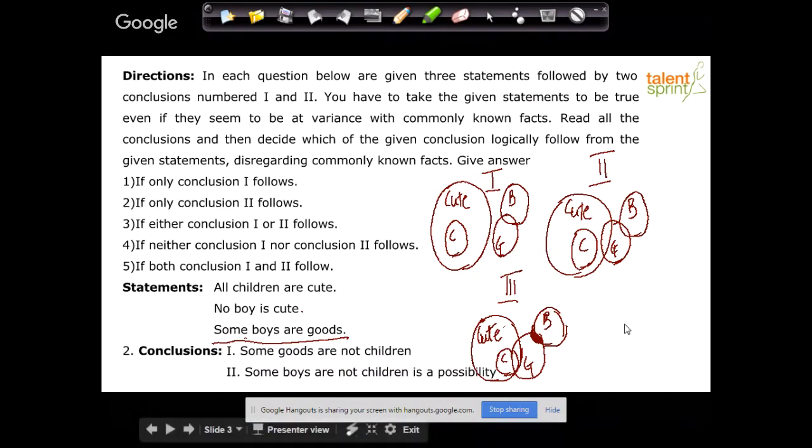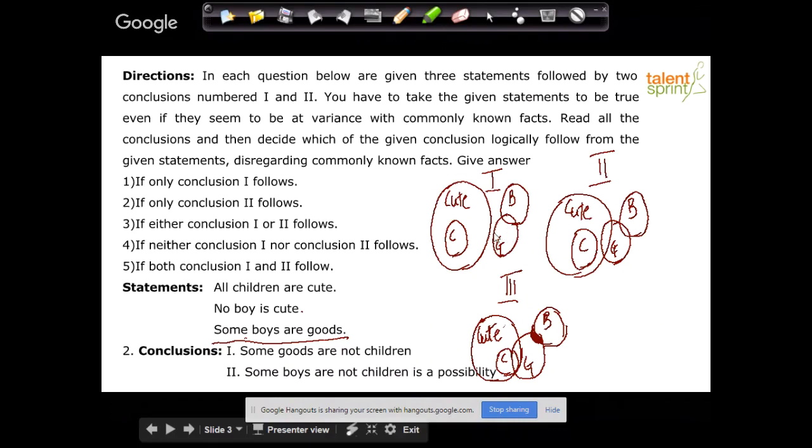Okay, now let's look at the conclusions here, boys and girls. Some goods are not children. Now, some goods are not children. Would anyone like to try this question before I try and explain it? Would anyone like to try this question, or I think I will move ahead by explaining?